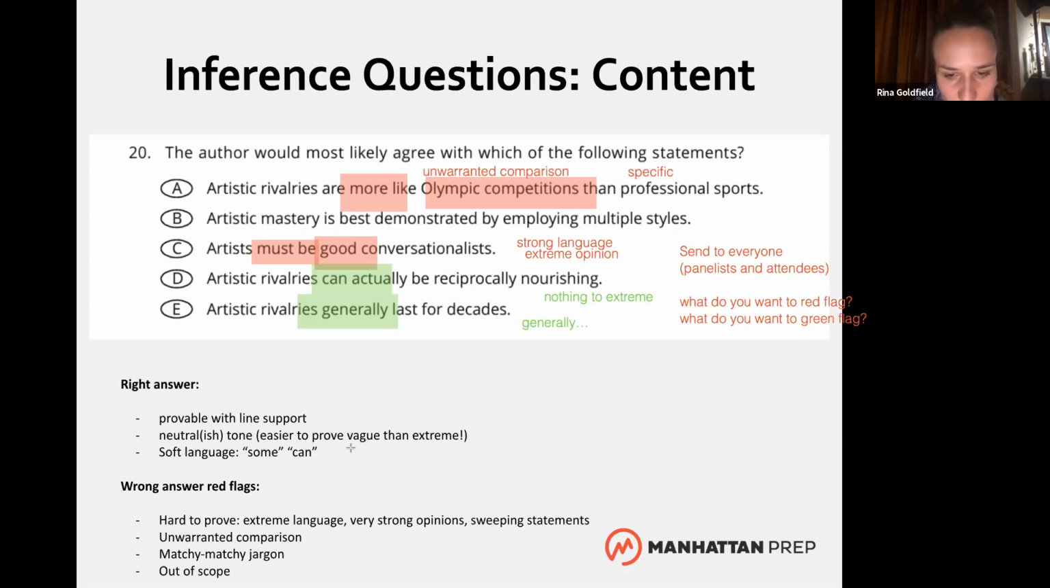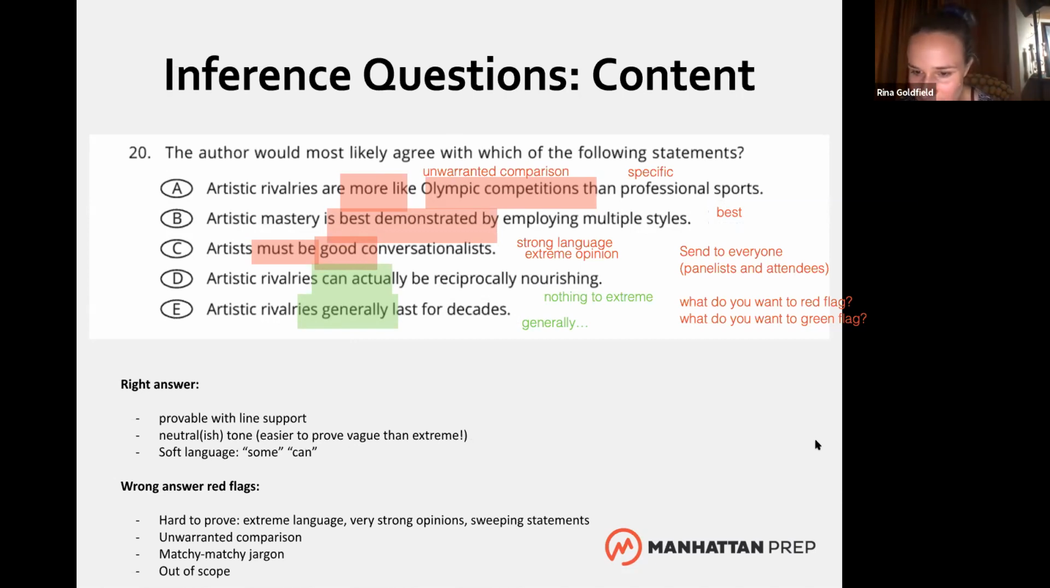B, folks were also red flagging because it's the idea of what is best demonstrated, this language of what is best. Okay, great work. And in this case, I'll tell you guys that D is the right answer. So can actually be reciprocally nourishing. It's nice and vague. E, I think, is a good one to green flag as well. It's a little bit sweeping, but it's not one I might red flag without reading the passage itself.